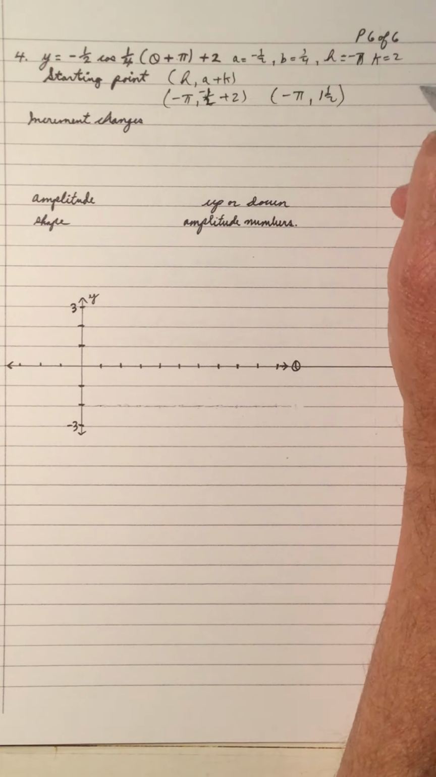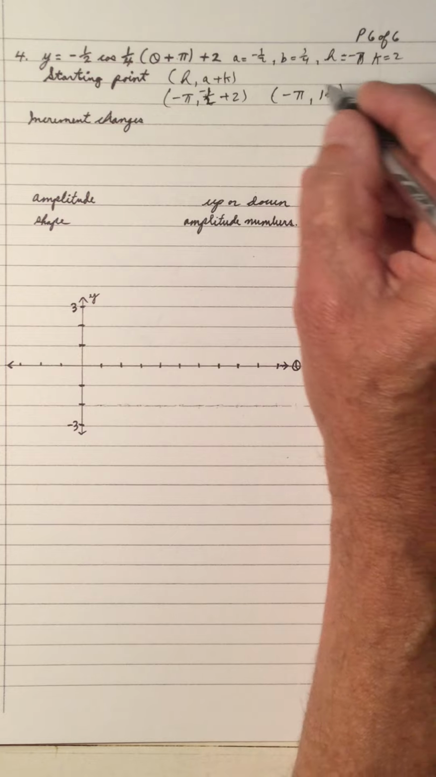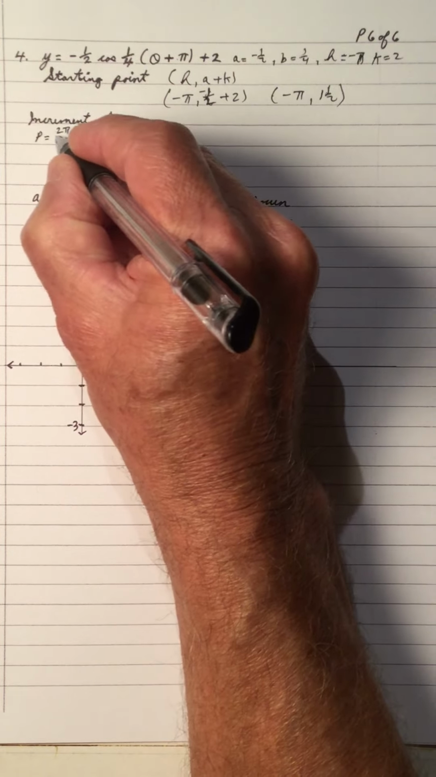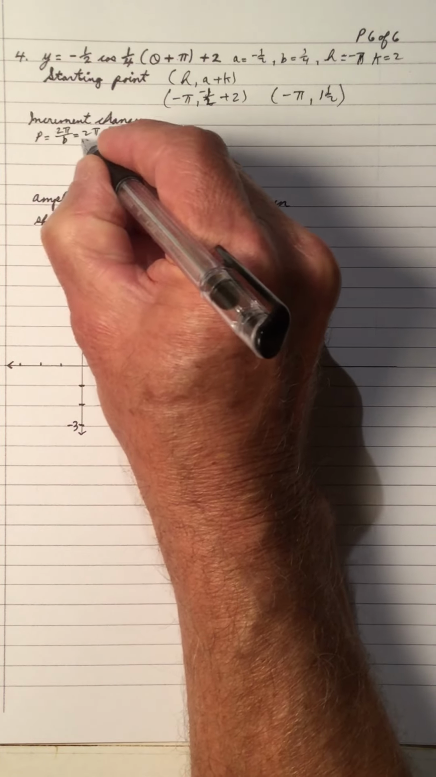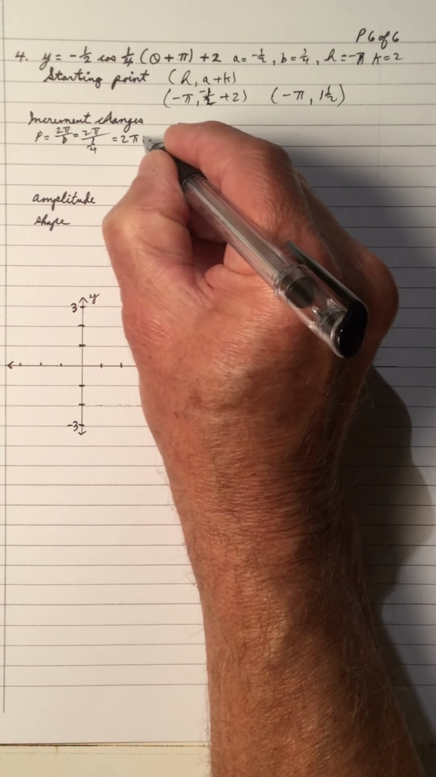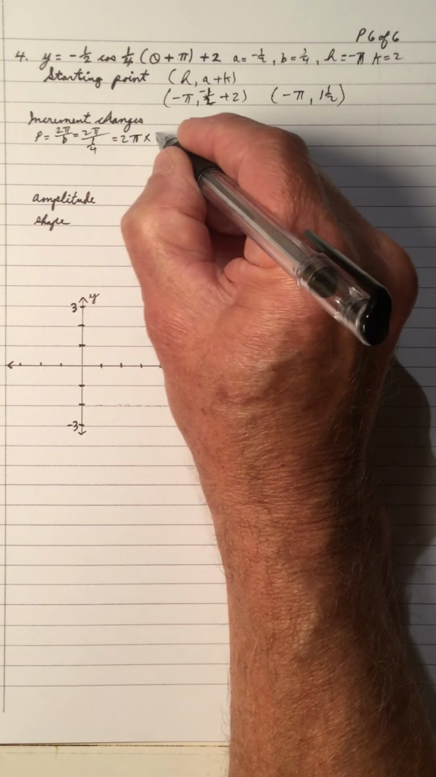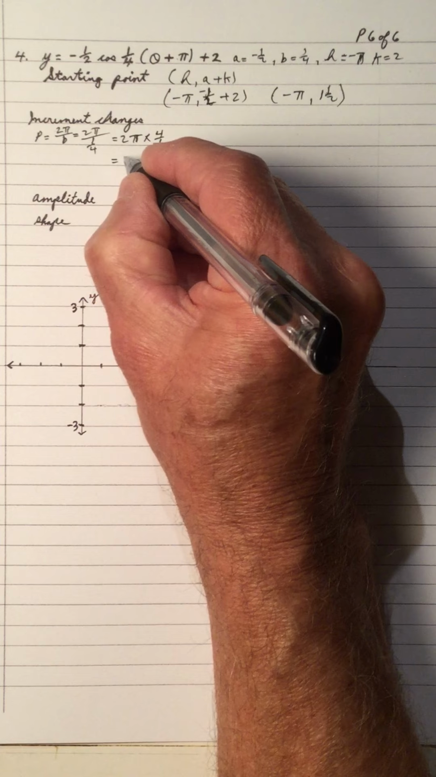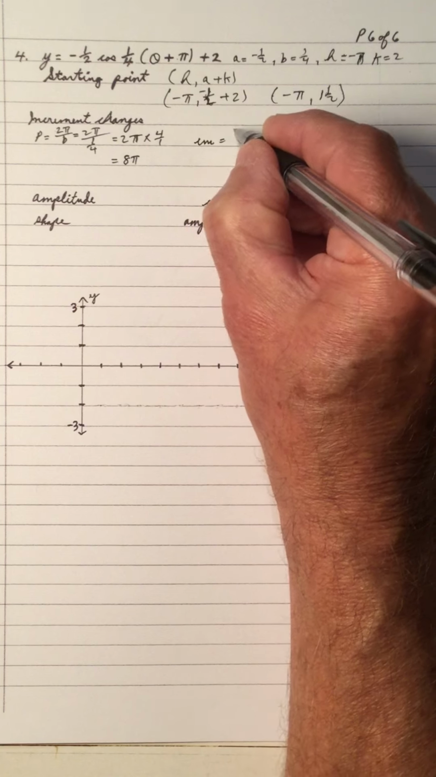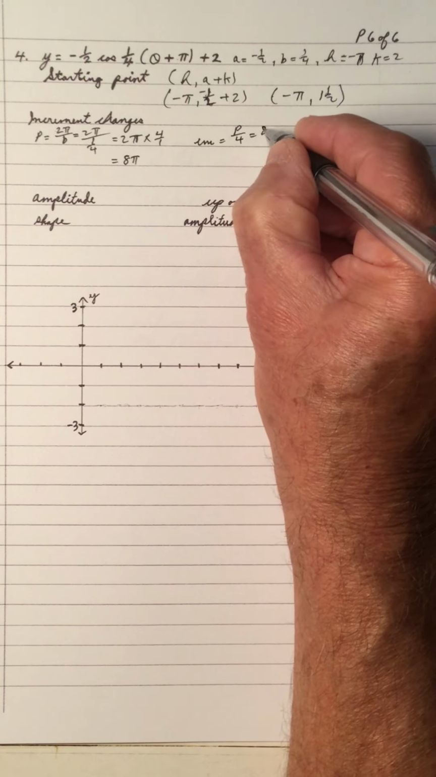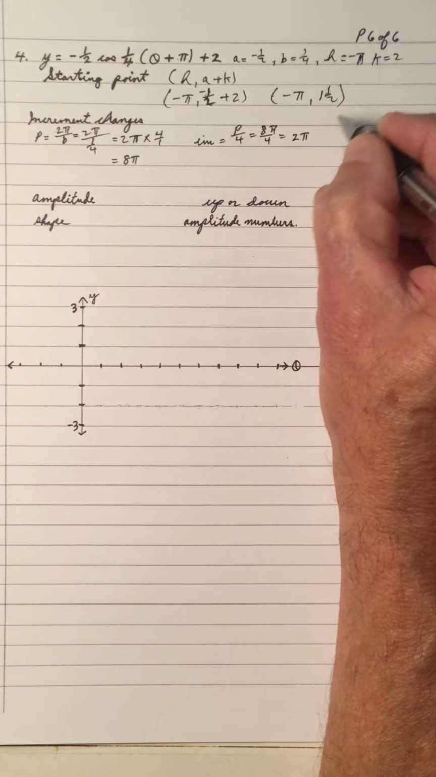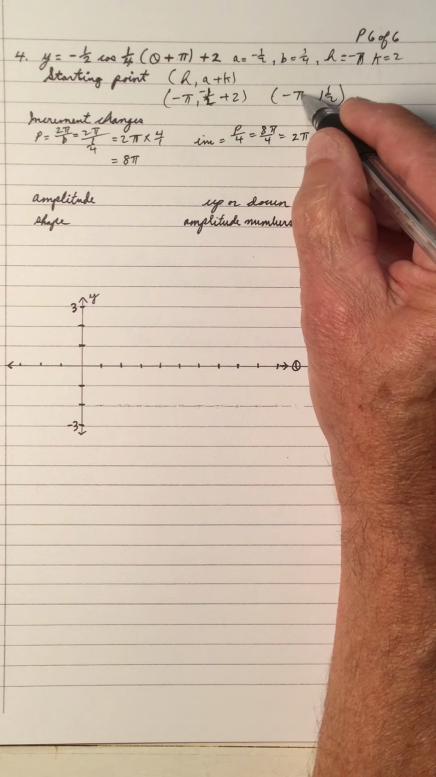So before we plot that, let's see what the increment changes are going to be. The period, again in radians, is 2 pi divided by B. So it's 2 pi divided by B, which is 1/4. So that's 2 pi times 4/1. So the period is going to be 8 pi. The increment changes is the period divided by 4. So it's 8 pi divided by 4. So the increment changes are 2 pi.